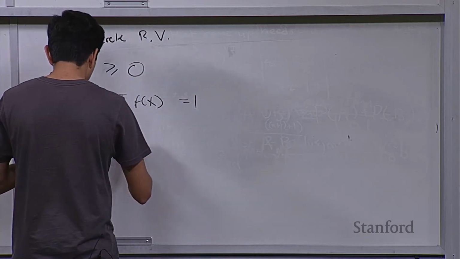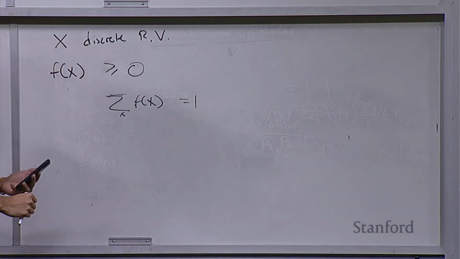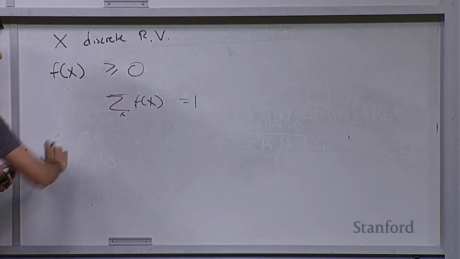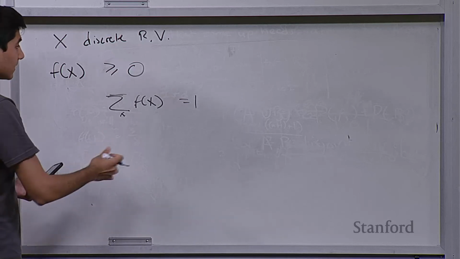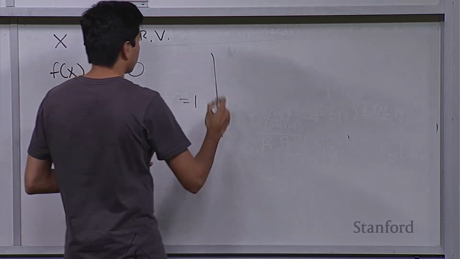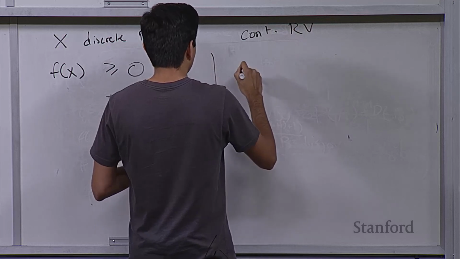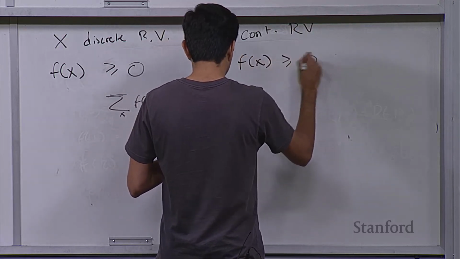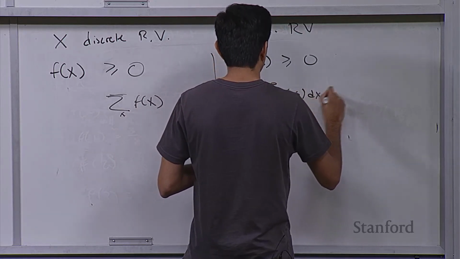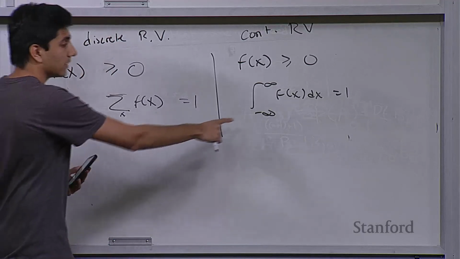These are the only 2 real conditions, right? So f of x must be greater than or equal to 0. You can't have a probability that's negative. And also, if you sum over the probabilities of all of the outcomes that x might take, the probabilities must sum to 1. Analogously, for a continuous random variable, we have that f of x must be greater than or equal to 0. If you integrate from negative infinity to infinity f of x dx, you get 1. Basically the same exact thing as if you sum over all of f of x, you get 1. Here we just replace the sum with an integral.